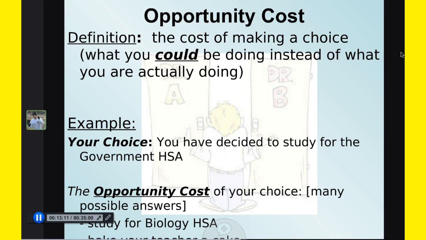Another example, right now, you are studying for the government HSA. That is your choice, okay? The opportunity cost would be any of the other things that you could be doing. For instance, you could be studying for the biology HSA, you could be baking your teacher a wonderful and delicious cake, you could be watching TV, you could be reading a book, you could be playing outside. As you can see, there are limitless answers for opportunity cost.